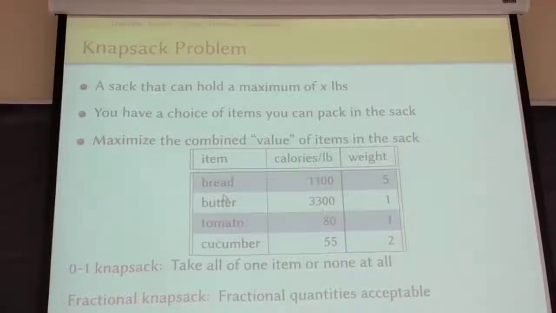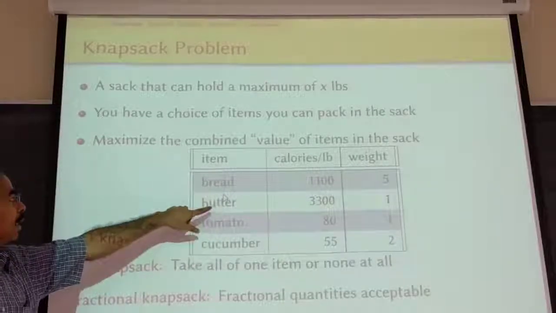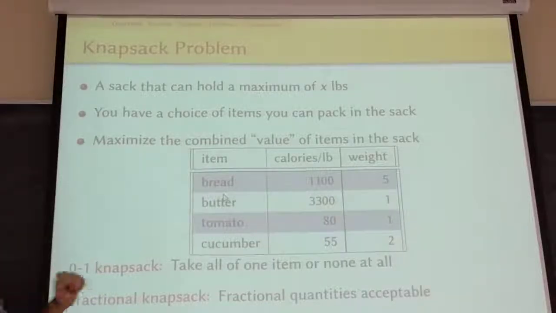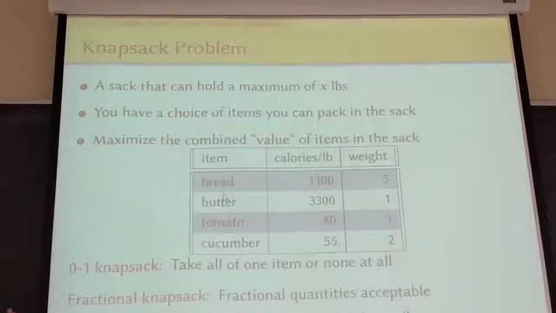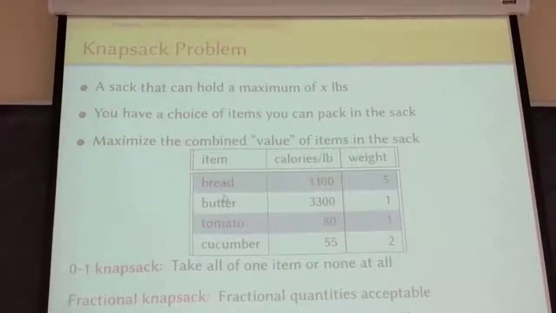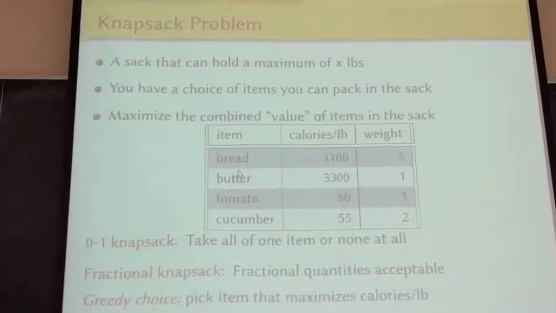A fractional knapsack is a case where you can cut a piece of it and take it. So for instance, in the fractional knapsack version, you can take half a pound of butter and half a pound of bread. Whereas in a 0-1, you would either take all of the bread or all of the butter or all of both, so you cannot have anything fractional. Given this knapsack problem, once again, it's pretty clear what a greedy choice would be. The greedy choice would be to pick the item that maximizes the calories per pound, because you want to reduce your weight as much as possible and increase your calories as much as possible, which means that you want to maximize calories per pound.